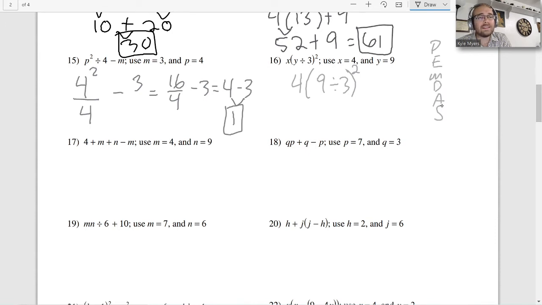So parentheses, right? Inside the parentheses, we have something to do. We only have one thing, so I'm not going to write a PEMDAS inside of a PEMDAS. But this would be 4, and then 9 divided by 3 is 3. So we just did the P. And then we have an E. 3 squared is 9. So this is 4 times 9. And then we have a multiply to do. So 9 times 4, or 4 times 9, 36.